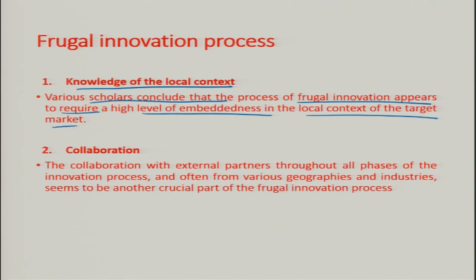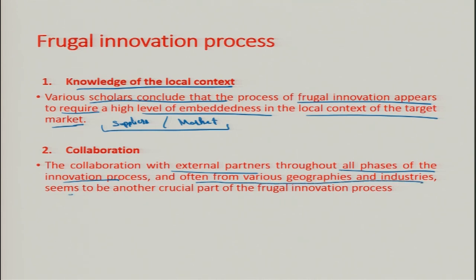Here, both market and supply, suppliers and market, both are recommended to be local. Then collaboration with external partners throughout all phases of the innovation process, and often from various geographies and industries, seems to be another crucial part of the frugal innovation process.